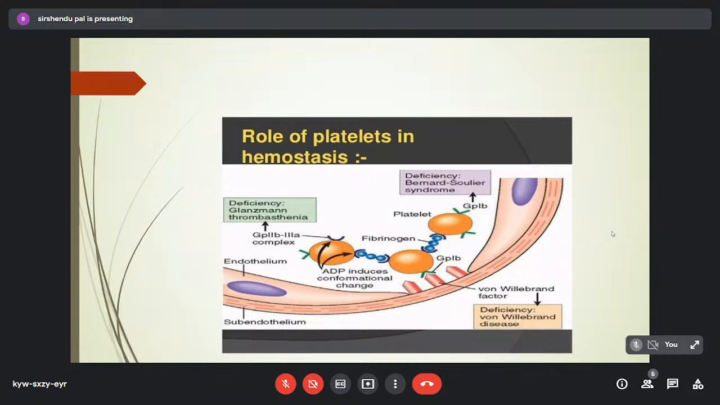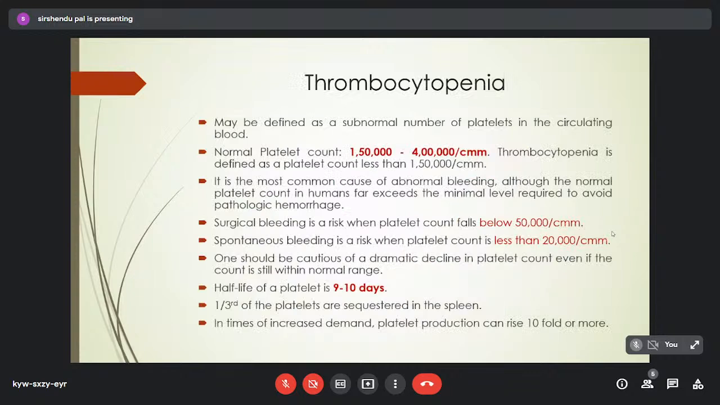Now coming to the topic proper, thrombocytopenia, as you all know, may be defined as a subnormal number of platelets in the circulating blood. The normal platelet count varies from 1 lakh. Platelets are sequestered in the spleen normally, but in times of increased demand, the platelet production can rise manifold.